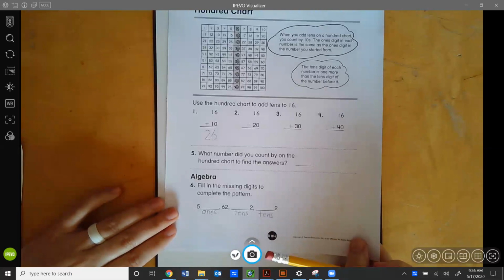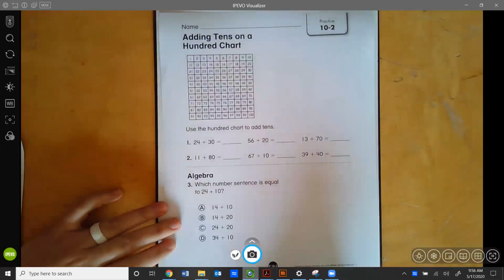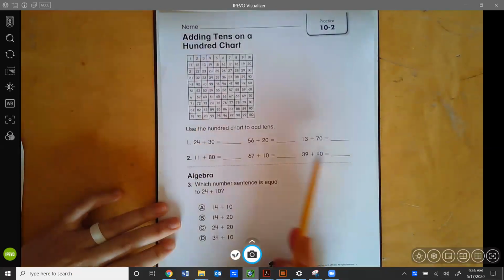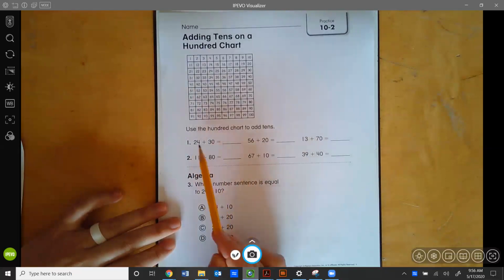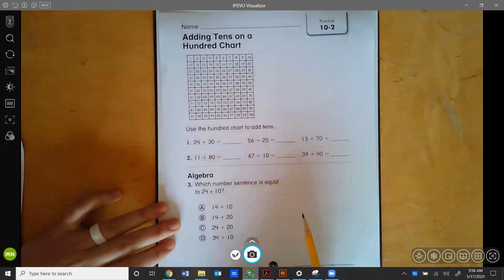Okay. All right, let's take a look at the practice page. Very similar things are happening over here. You're going to be using the hundreds chart to add tens. You've got some more difficult problems here. It's not just one number that you're adding tens to now. They've changed it up for every one. So go ahead and try that out.